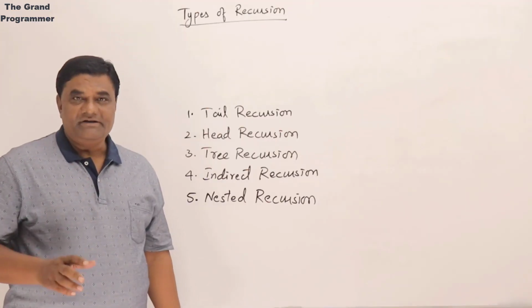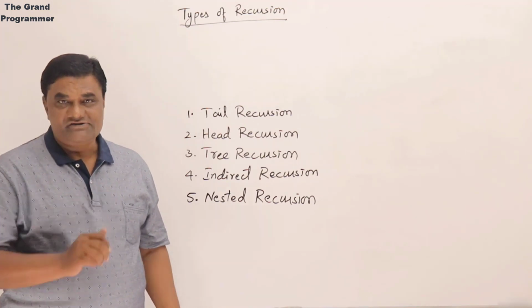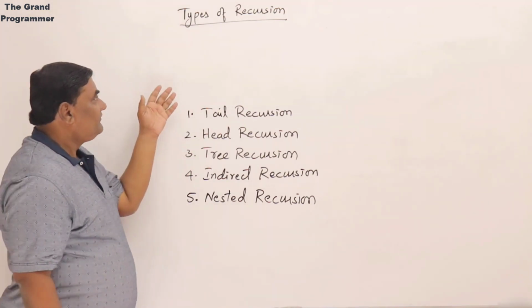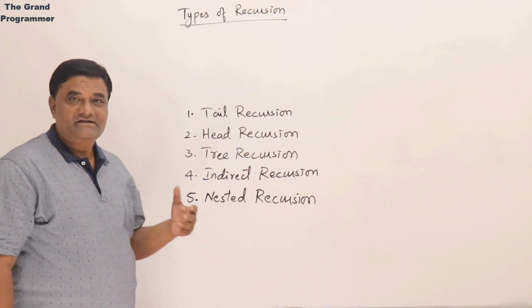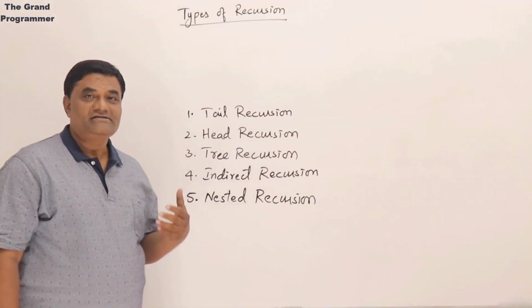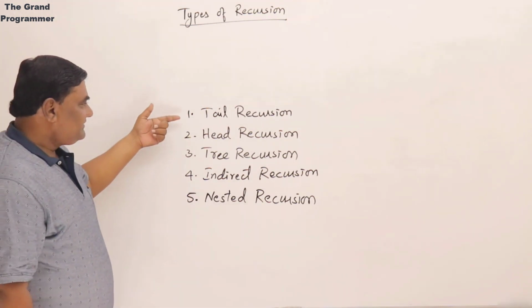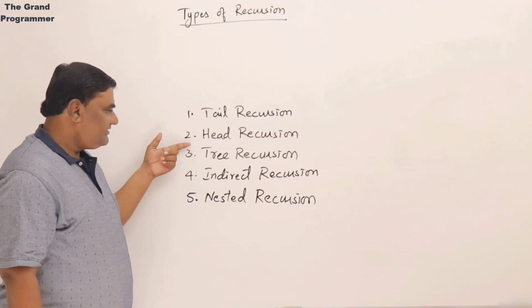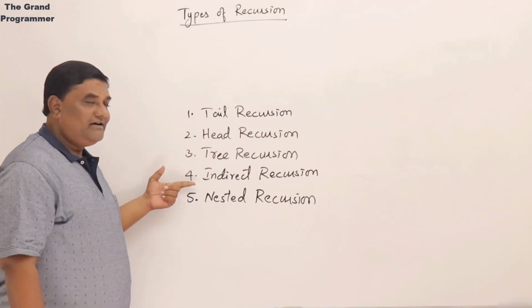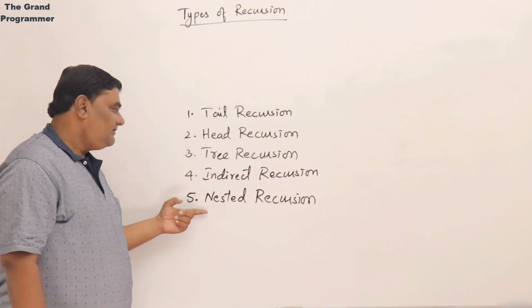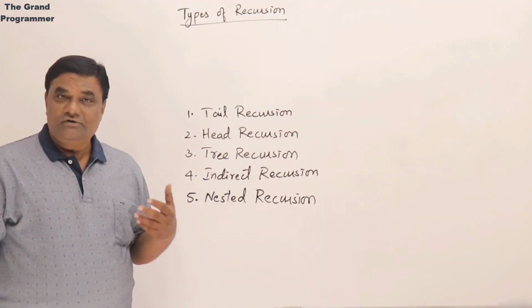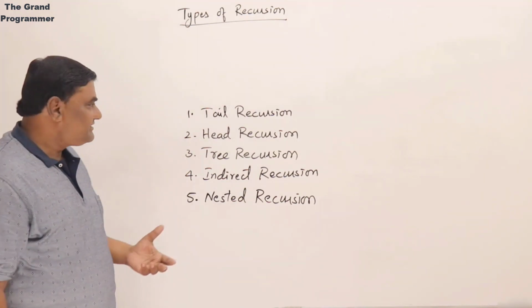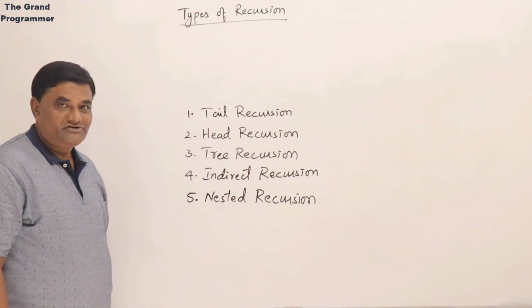Now we'll start the next topic, that is types of recursions. So here is the list of types of recursions. I'll be discussing each of them one by one by taking some examples. See, the tail recursion is the first one, then head recursion, tree recursion, indirect recursion, and nested recursion. So we'll look at them one by one. Let us start with tail recursion.